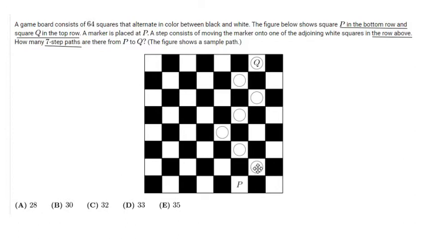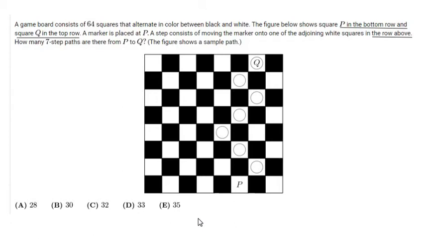Because if you see, there are seven rows to go up, and if you go up 7 rows, you're doing 7 steps because you cannot go sideways or down. So we do not need the 7-step paths thing. What we do need is the row above, because we cannot go backwards, and we do need that Q is in the top row.